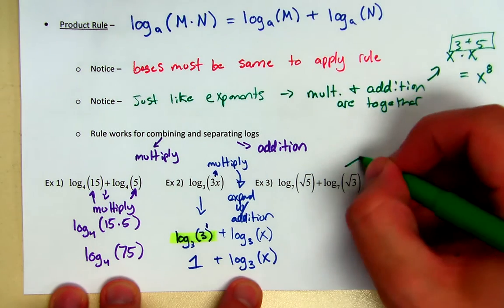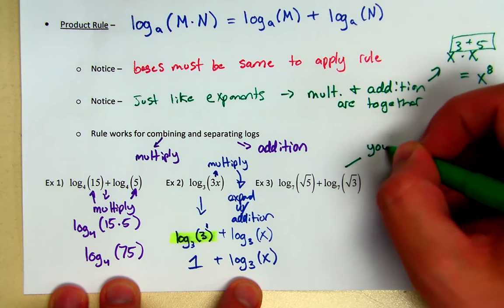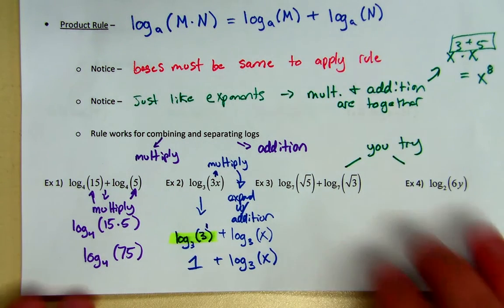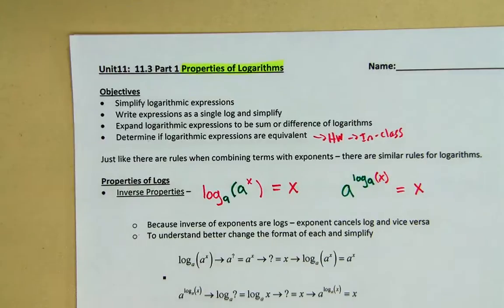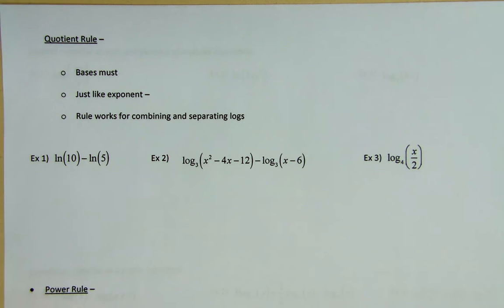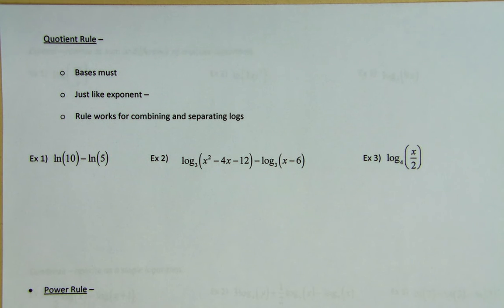Alright, these 2 examples here, those are your try problems. You give it a shot. Let's move on to the next set, the quotient rule. So we've got the product rule, we've got inverses, now we've got the quotient rule.